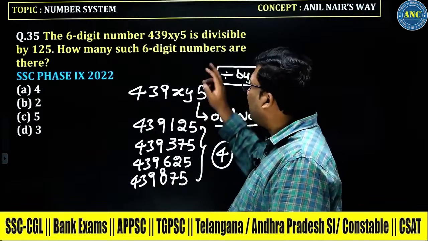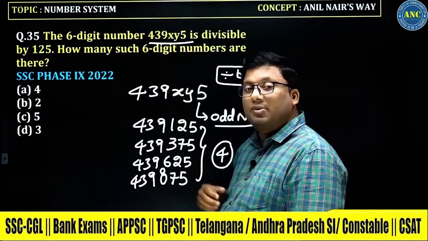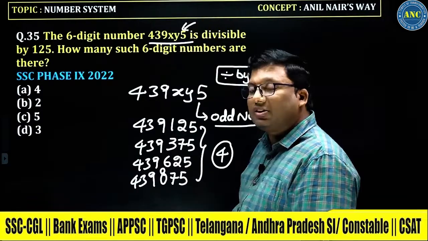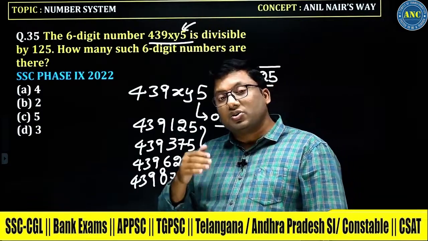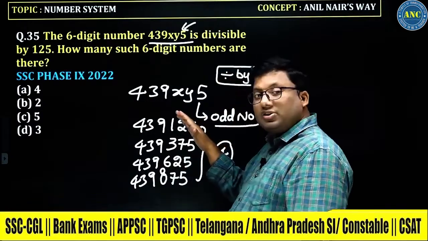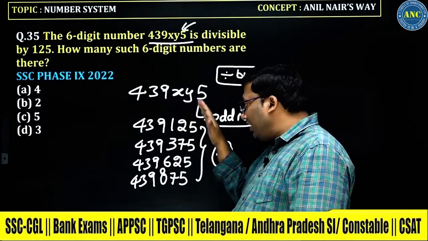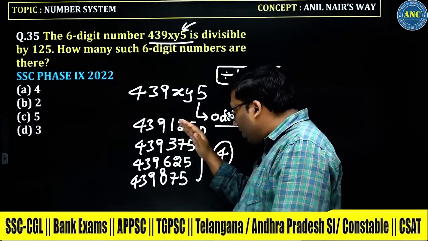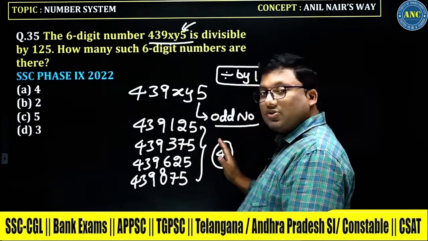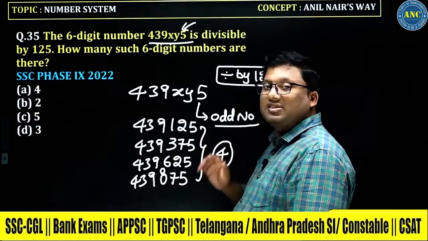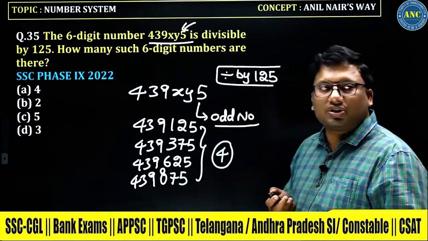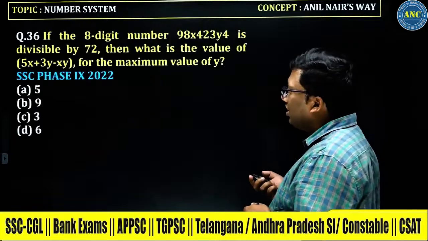Is the idea clear? This number is divisible by 125. It is ending with 5, so it is an odd number. So the multiple should be an odd multiple of 125. 125 ones are 125. 125 threes are 375. 125 fives are 625. 125 sevens are 875. So how many such numbers are there? 4 such numbers are there.